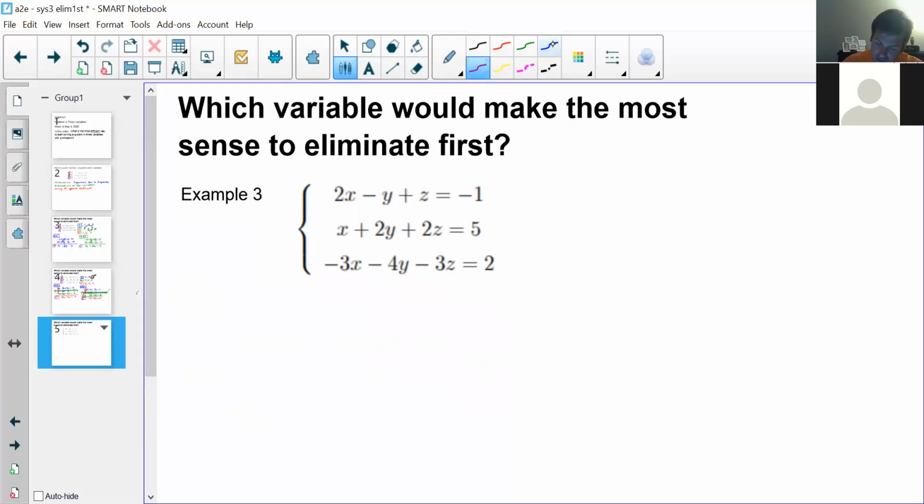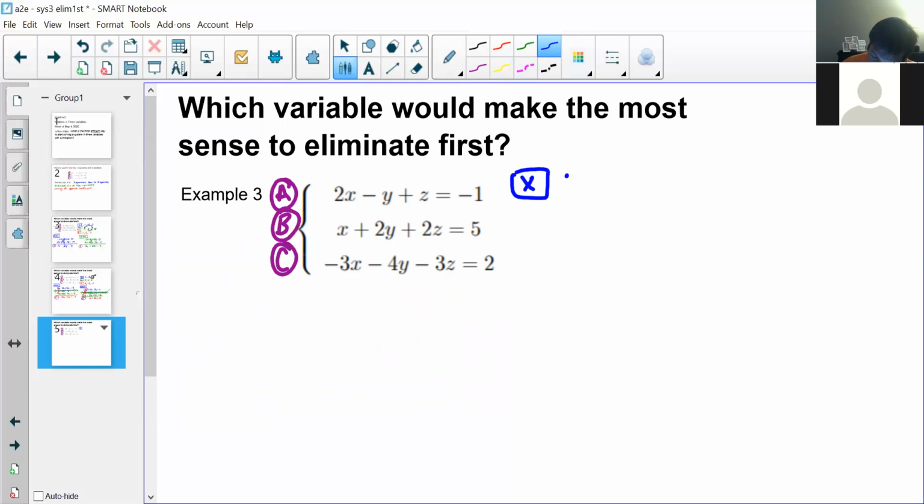For example 3, let me go ahead and label these. There's A, there's B, there's C. We're back to variables X, Y, and Z, so it's a little bit easier to use A, B, and C for equations.